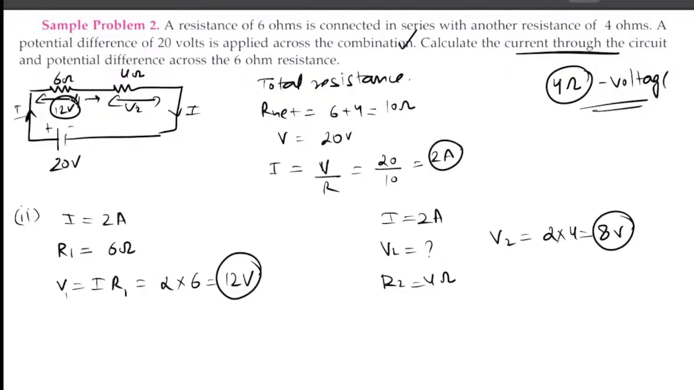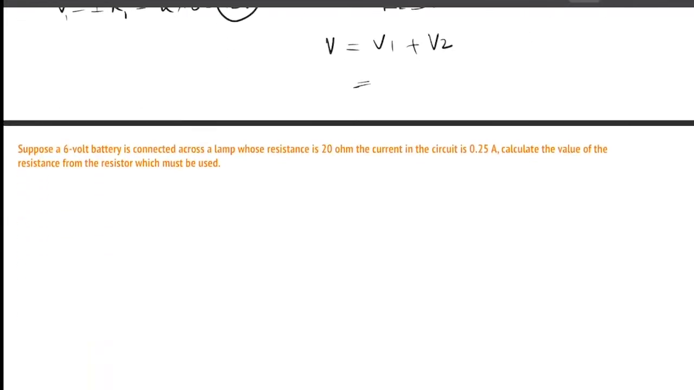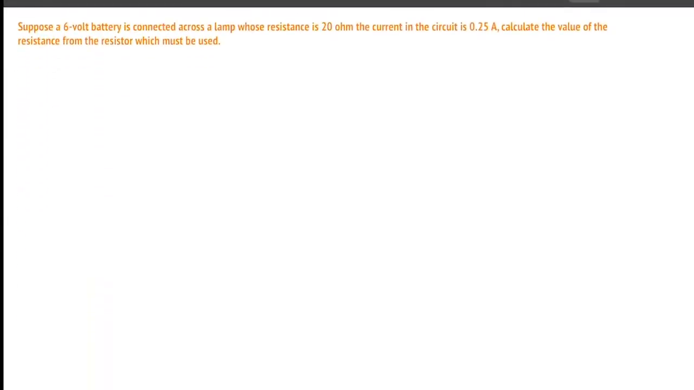There is another method also, but that would be applicable only if just two resistances are there. So net V is going to be V1 plus V2. So accordingly we can have this value. Now please move to the next question. Please find this value as well.